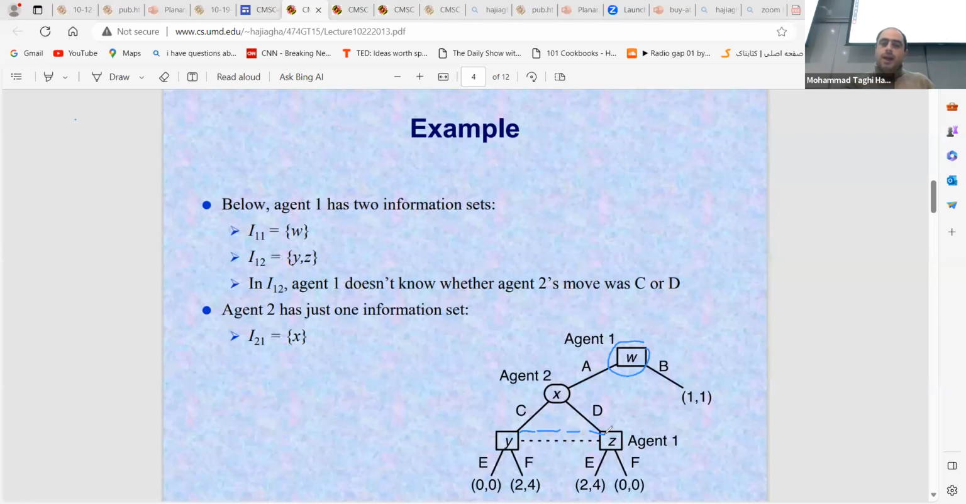So what's the meaning of that? It means that if the agent is in the information set I12, then agent 1 doesn't know whether agent 2 took C or D. It may have some information. It knows that, for example, it is coming from A, but it doesn't know what agent 2 did. Was it C or D? Because they are the same information set. Here, agent 2 has only one information set, and this is this one. This is for agent 2.